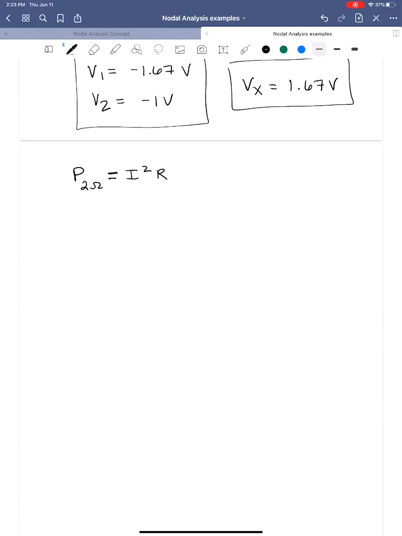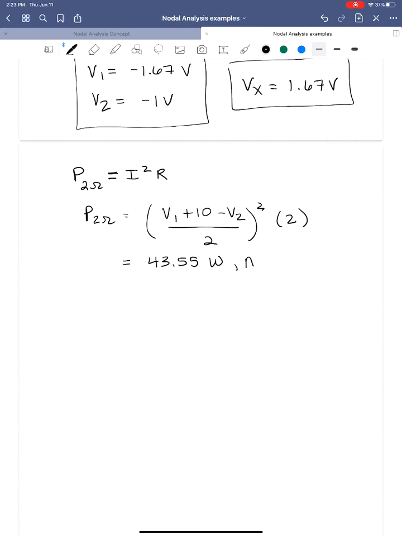So I'm going to use that this power is equal to V1 plus 10 minus V2 all over 2. We'll square that, and then we'll multiply it by that 2 ohm resistor there. And that will give us our power. And when we plug everything in here and solve, we'll get that this is equal to 43.55 watts. And this is absorbed because resistors can only absorb power.